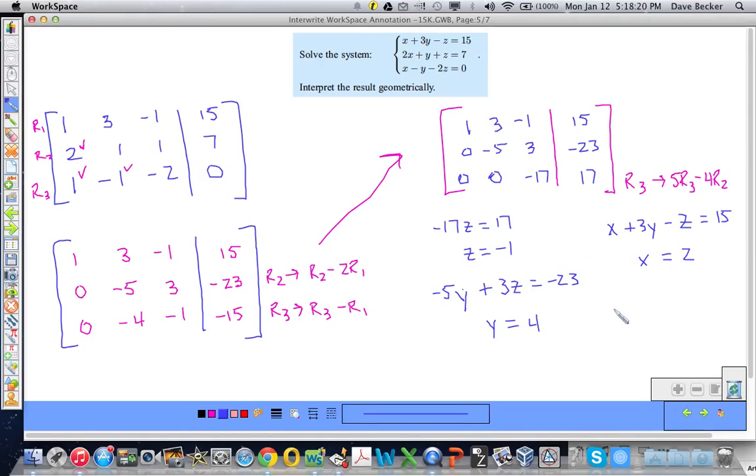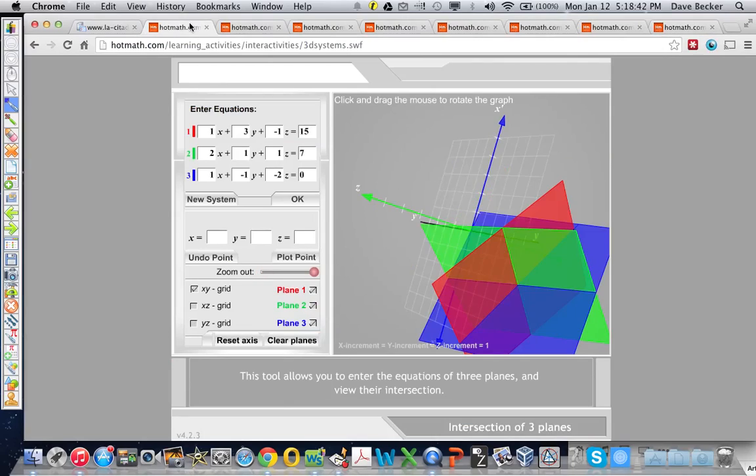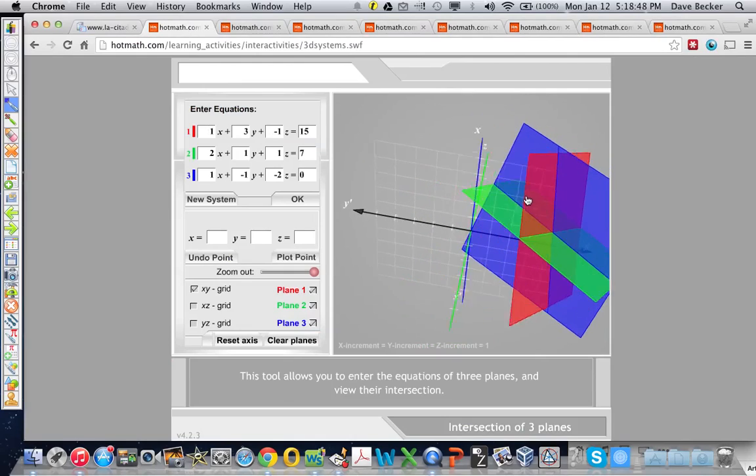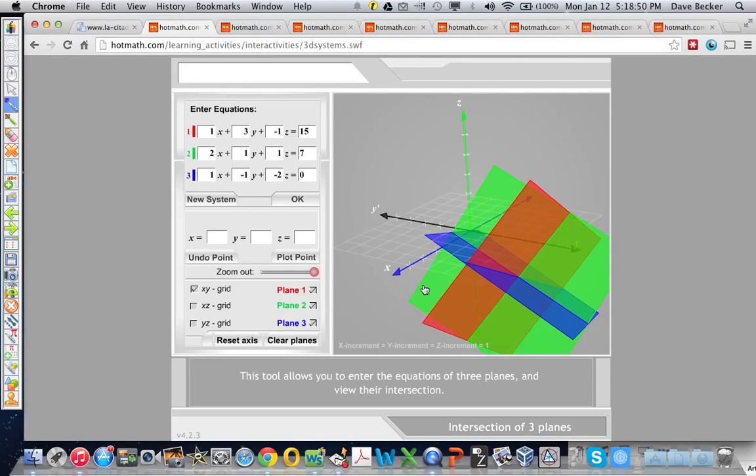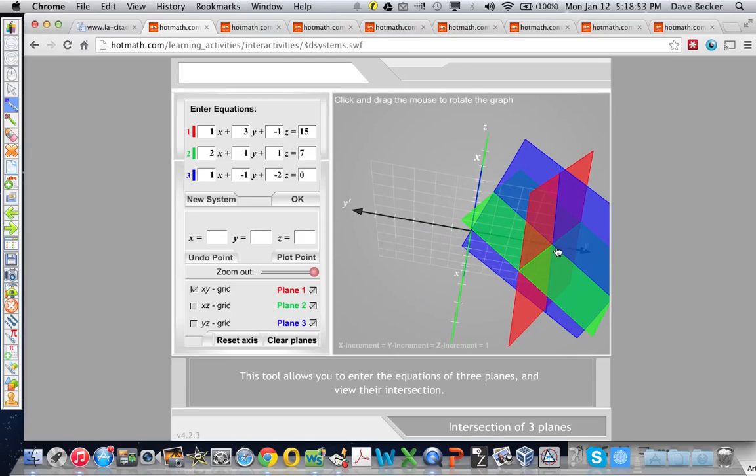Okay? And so since we got actual numbers with no variables, 2, 4, negative 1, we can say that this represents 3 planes that meet at the single point 2, 4, negative 1, and I think that's the first one that I graphed. Yeah, it is. So this is actually that system of equations solved. So that point, right there, is actually the point 2, 4, negative 1. Okay, that is it for now.